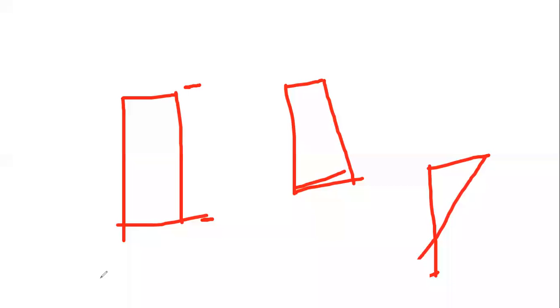Try to remember, what is the point? For a member, if end moments are acting in the same direction, then BMD will cross the reference line. What does that mean? For a member, if both the moments are anti-clockwise, minus minus, then in that case BMD will cross the reference line.